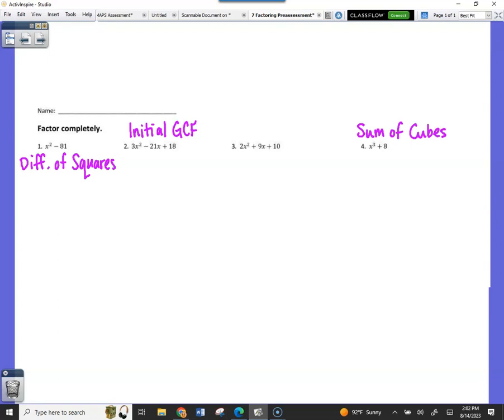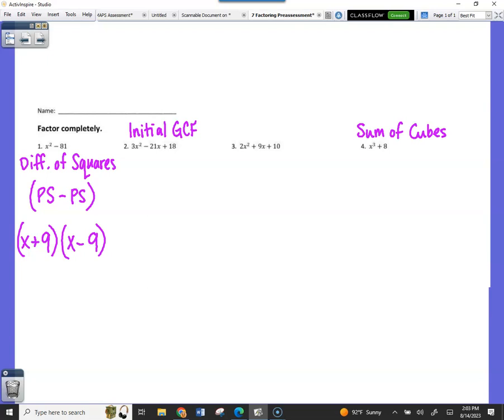Difference of squares: they both have to be perfect squares, and it has to be minus. So this is the form. I'm going to put PS for perfect square. It's perfect square minus perfect square. That's a difference of squares. It factors to the square root of both, and because there's a difference, one's plus, one's minus. Order does not matter there. You could have written the x minus 9 first, x plus 9 second. Doesn't matter.